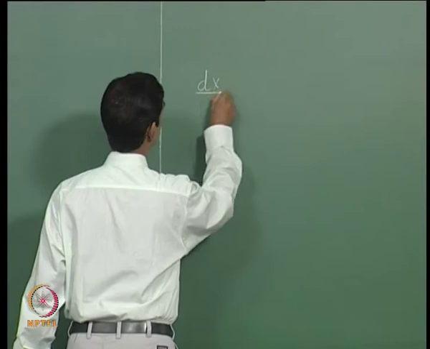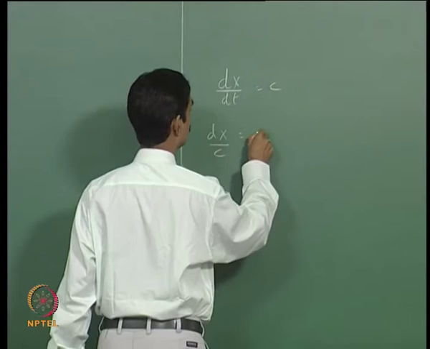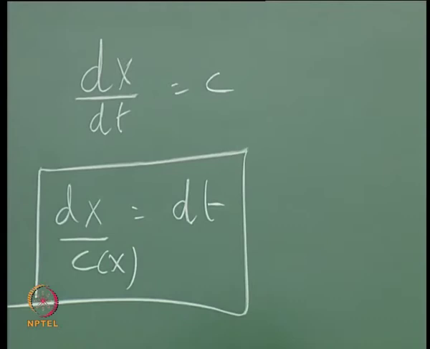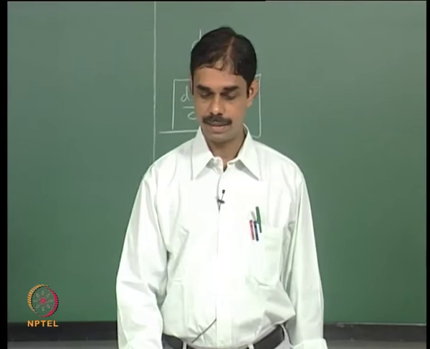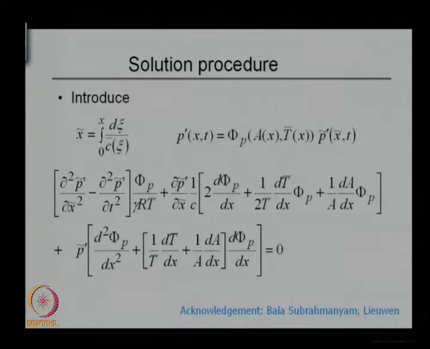So we can say that dx equals c dt, and our c is not a constant, but it is c of x. So if you integrate this, you would get this solution that is here, and we say, let us attempt to see if we can write pressure as some function of area and temperature times some other function which does not have this. So if you can neatly separate this out, life will be solved.